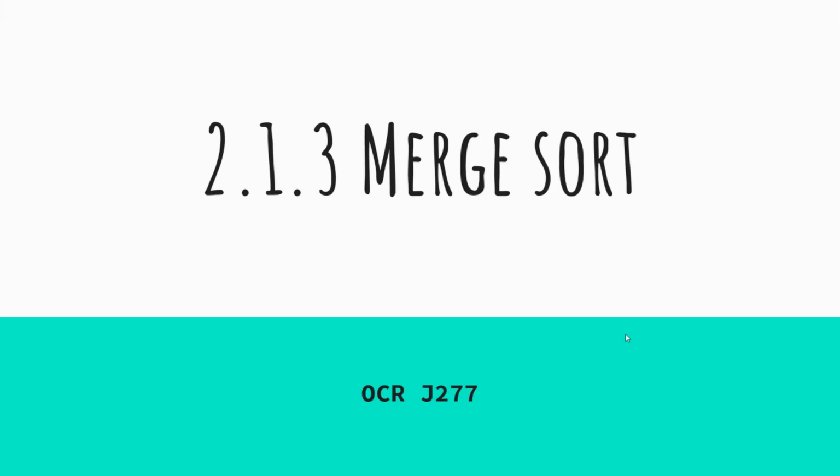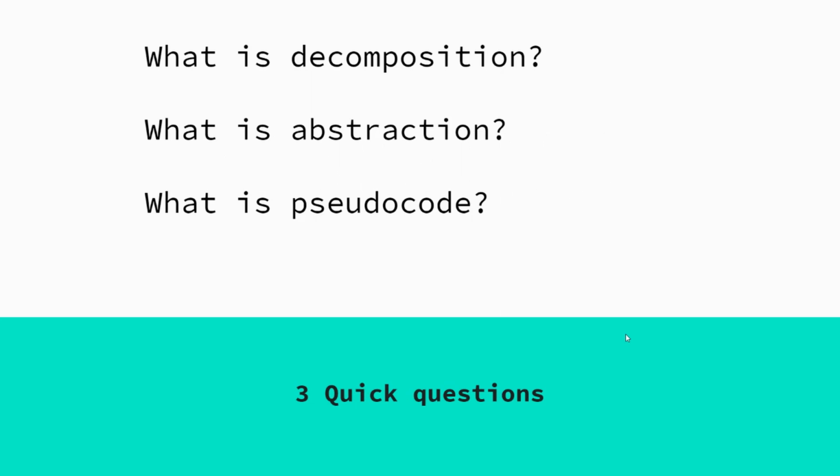Okay, today we're going to be looking at merge sorts. This is the second of the three sorting algorithms that we need to consider as part of the OCR J277 specification. First of all, three quick questions just to recap some prior learning.